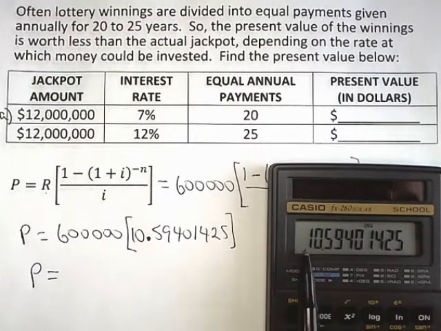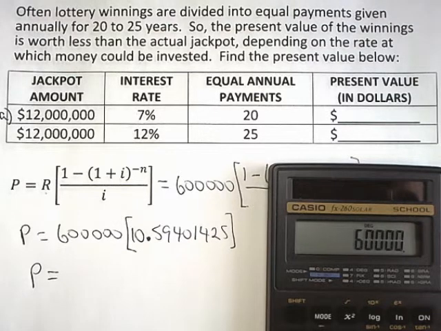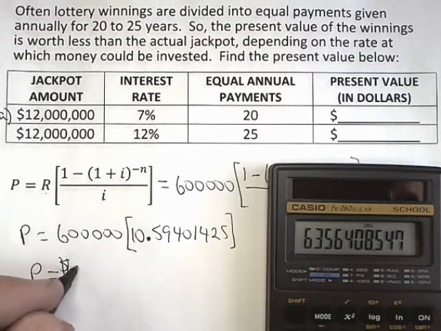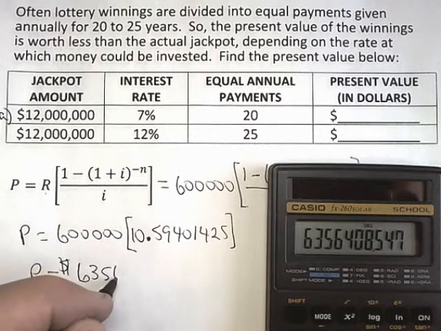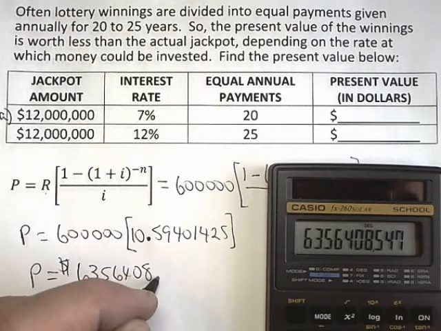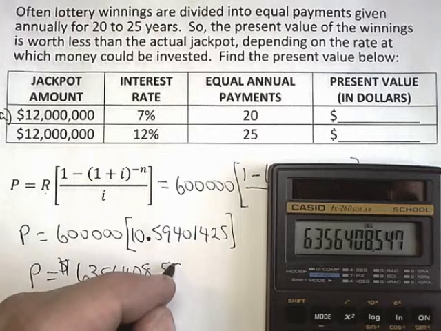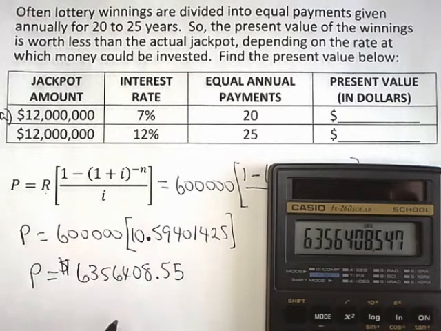So taking the number in the display and multiplying it by 600,000, we get the present value, which is 6,356,408, and to the nearest cent would be 55 cents. Now, sometimes that would be, of course, $6,356,408.55. Sometimes the problem asks you to round it off to the nearest cent.